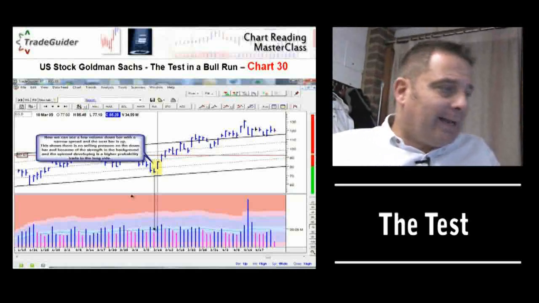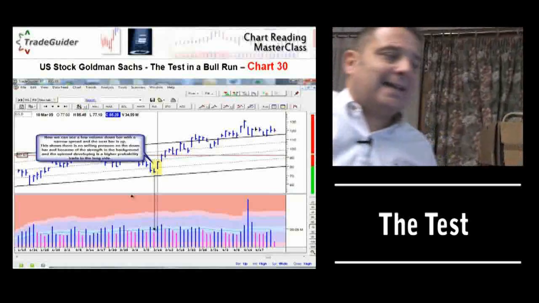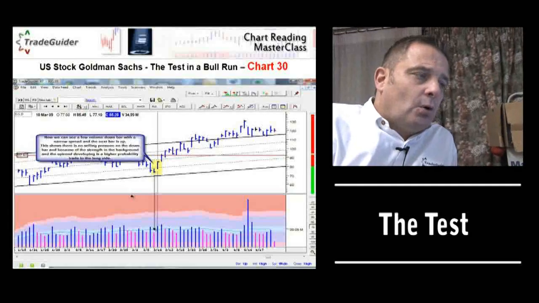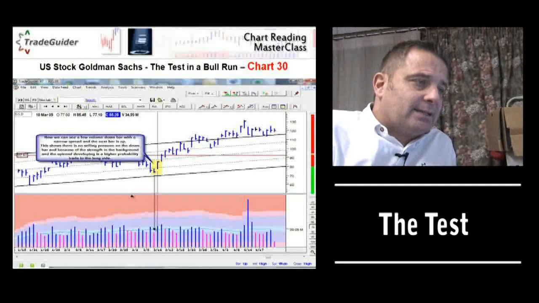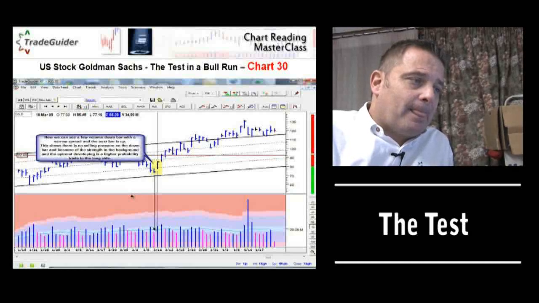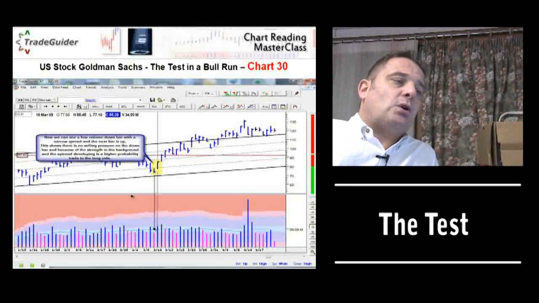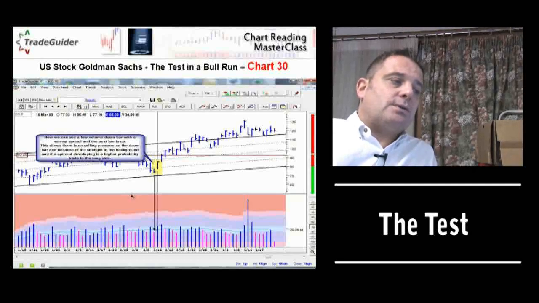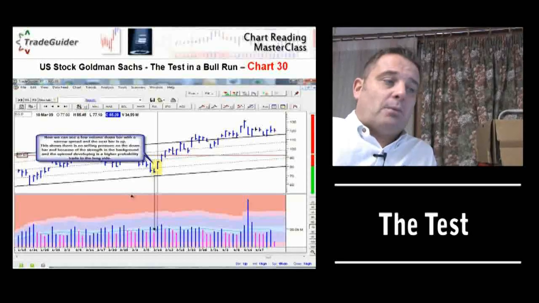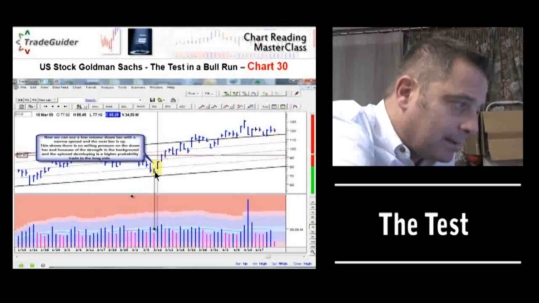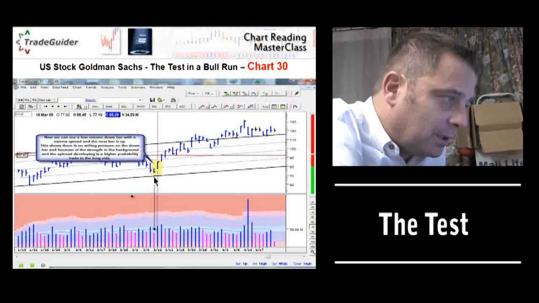Okay, so here we have the test. This is Goldman Sachs on the daily chart. What makes this very interesting is the trend channel that I've drawn in here, which you can draw for yourself, by the way. If you go back to early January, just pick the first two lows and the intercepting high, and it will project out the channel. What happened was we came down to the bottom of the trend channel, and the volume was very, very low.